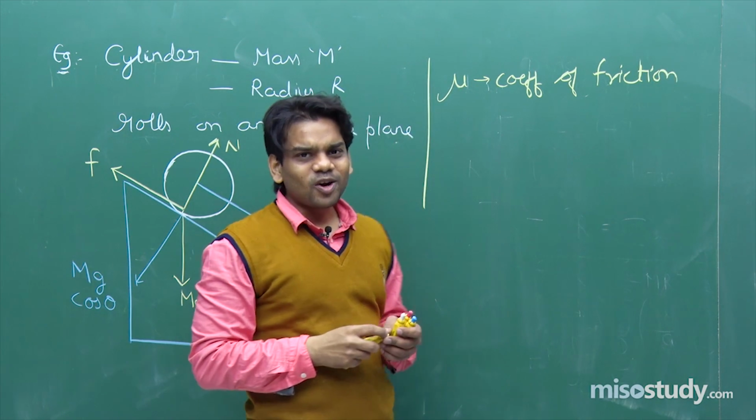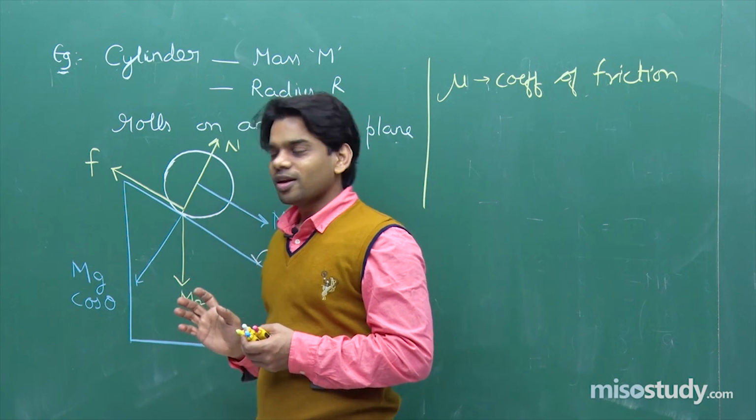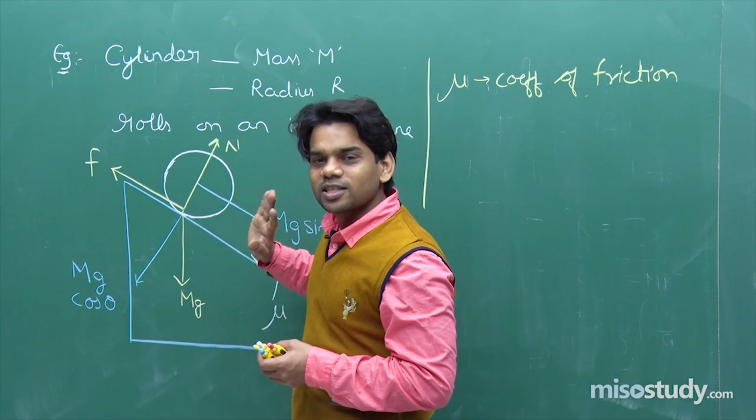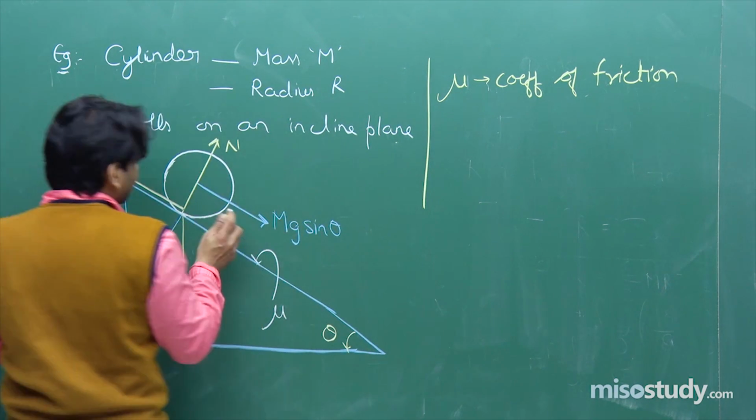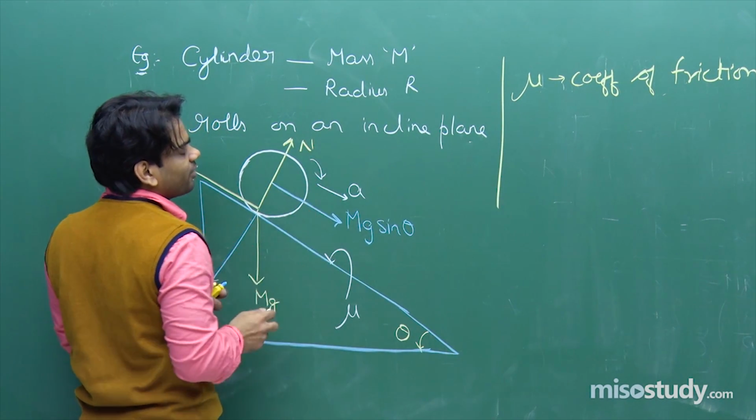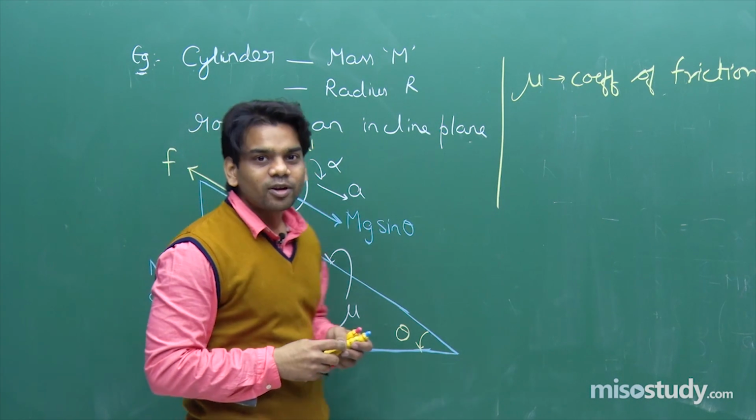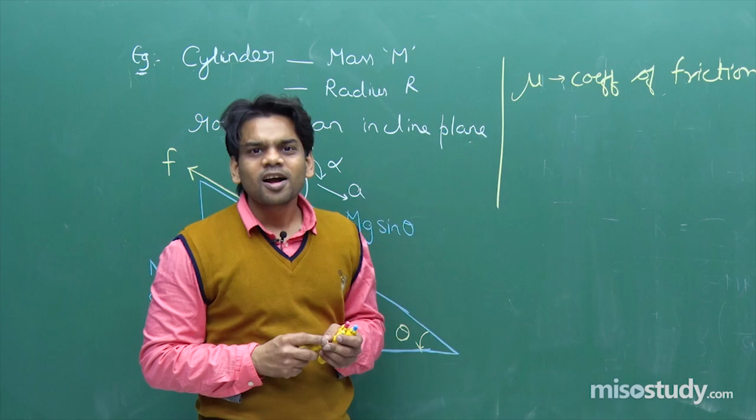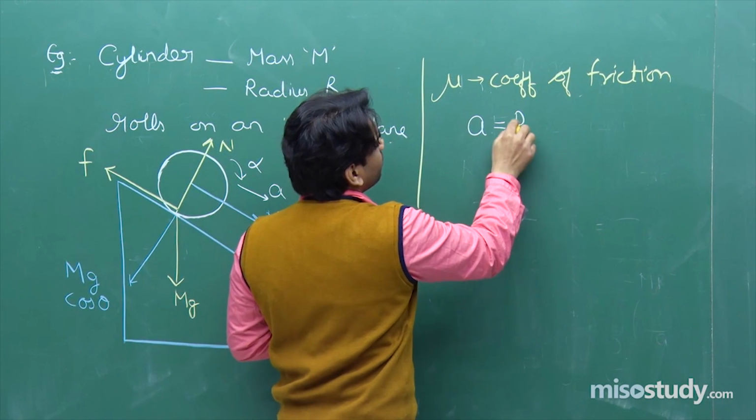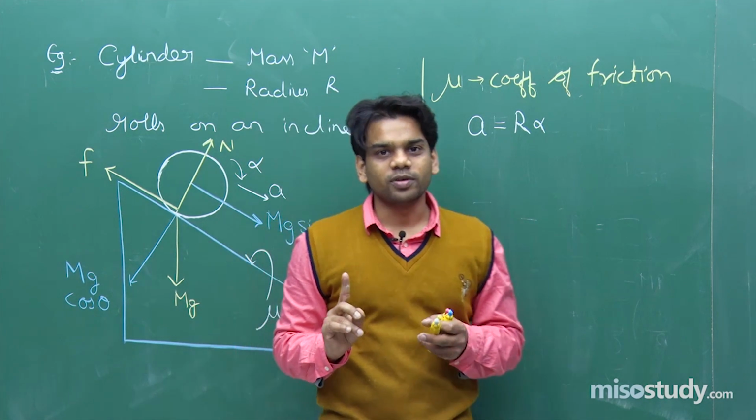Now let's try to find out what the value of mu should be for pure rolling to be performed. It is a pure rolling case; it's not slipping. Let's say its linear acceleration is a. Since it is rolling, it will also have an angular acceleration; let's call that alpha. So alpha is the angular acceleration and a is the linear acceleration. How will they be related? a will be equal to r into alpha. This is the first thing we know: a equals r alpha.